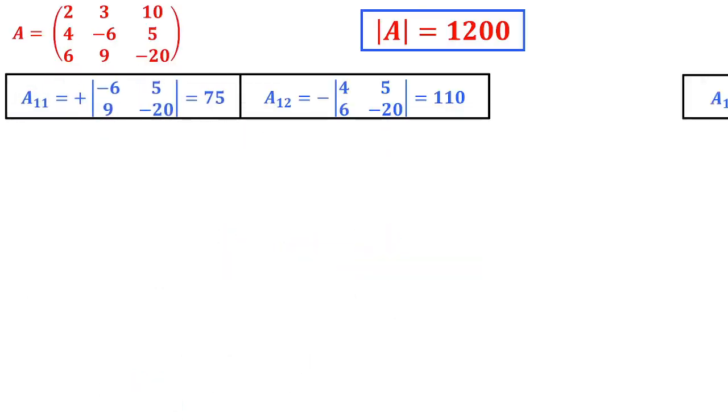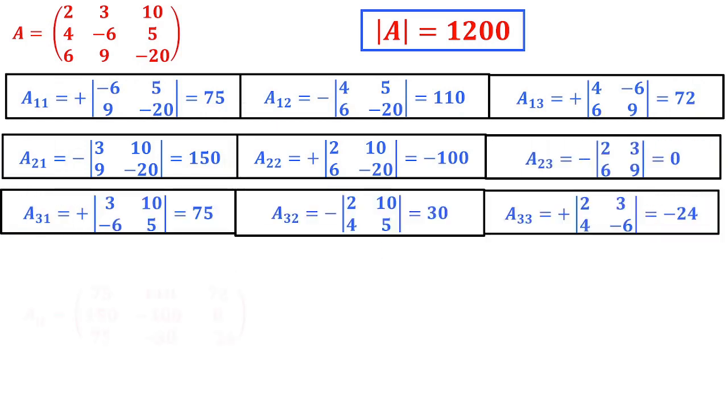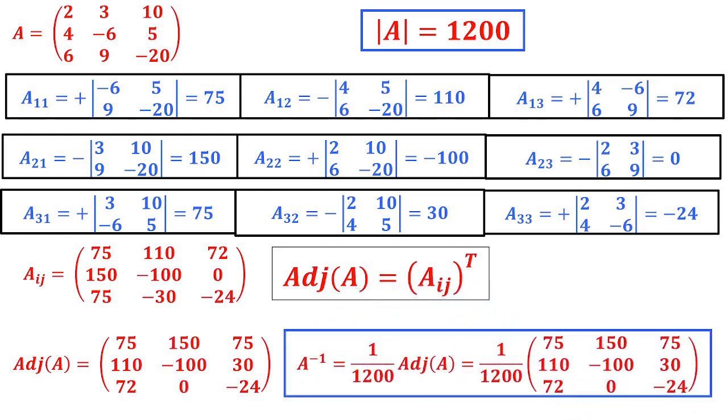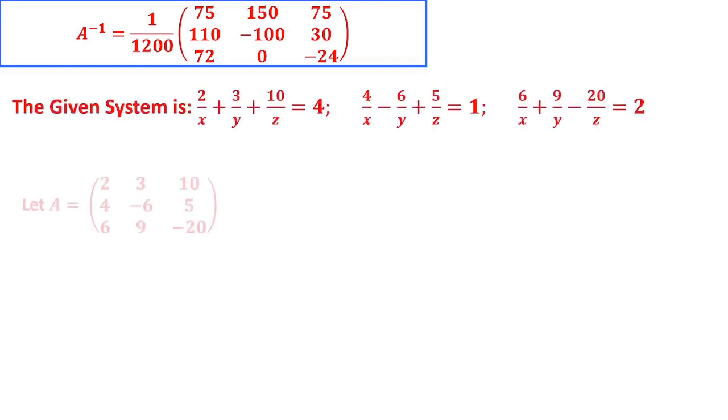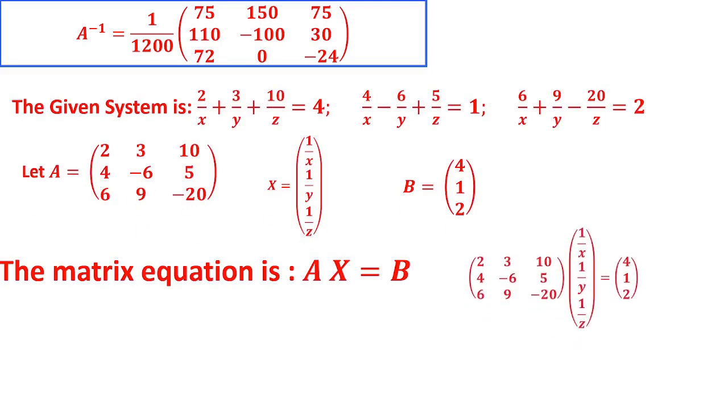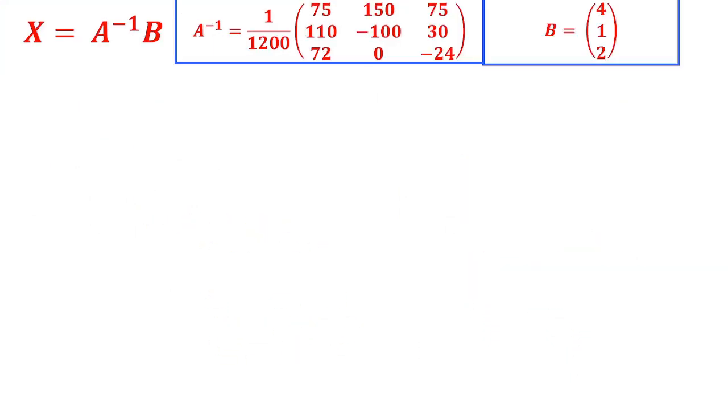Now I am taking the coefficients and then finding their cofactors, and I am getting the adjoint as 75, 150, 75, 110, minus 130, 72, 0, minus 24. I am writing the A inverse also here. Therefore, the given system is like this. A is this, X is this, and B is this. AX is equal to B, X is equal to A inverse B.